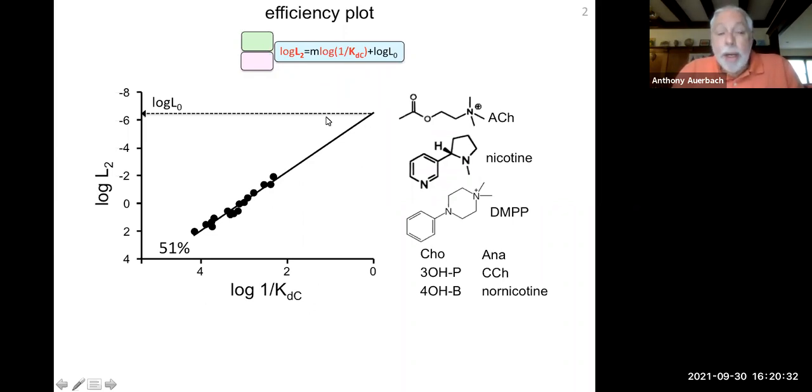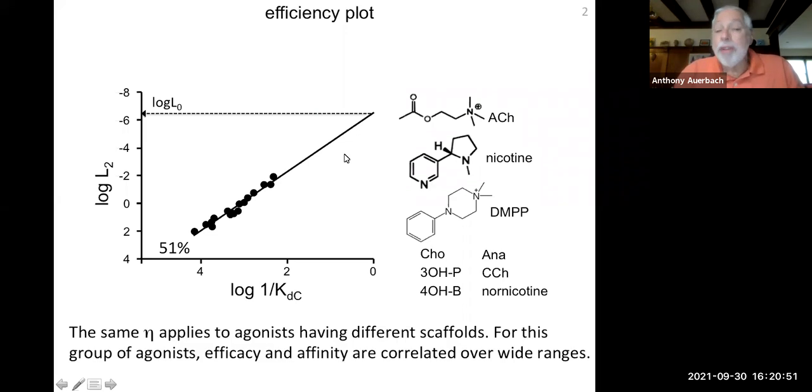And the interesting thing here is the y-intercept of this equation is log L0. So you don't need to know minimum to get efficiency. You just need to know maximum and EC50 in order to get this line. So if you have a family of agonists that have the same efficiency, they're going to fall on a straight line. So all of these agonists have the same efficiency. And what you note is the same efficiency applies to agonists having different scaffolds. The structure of ACh is different than that of nicotine, and DNPP is quite different. Anabasine, nornicotine, carbachol, these all are related to those up there.